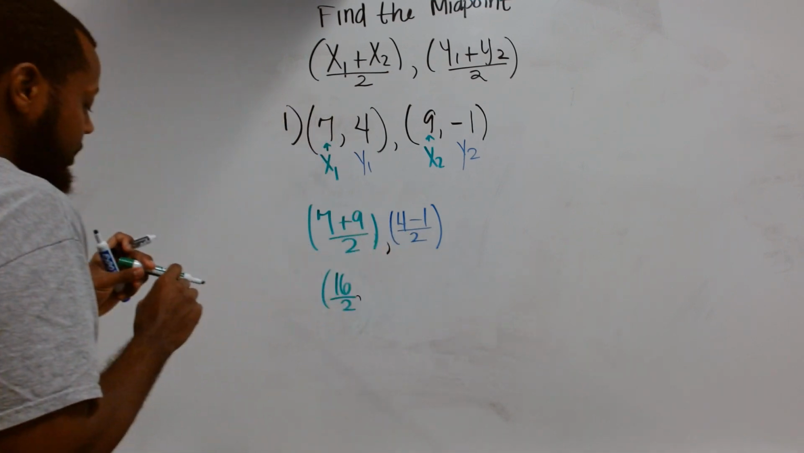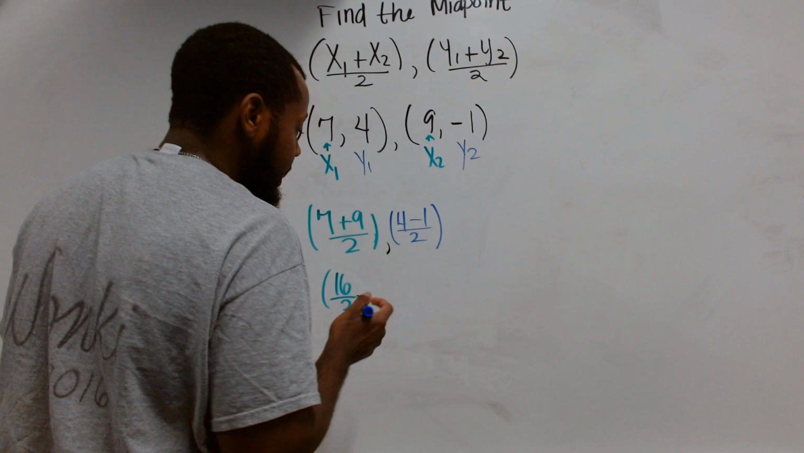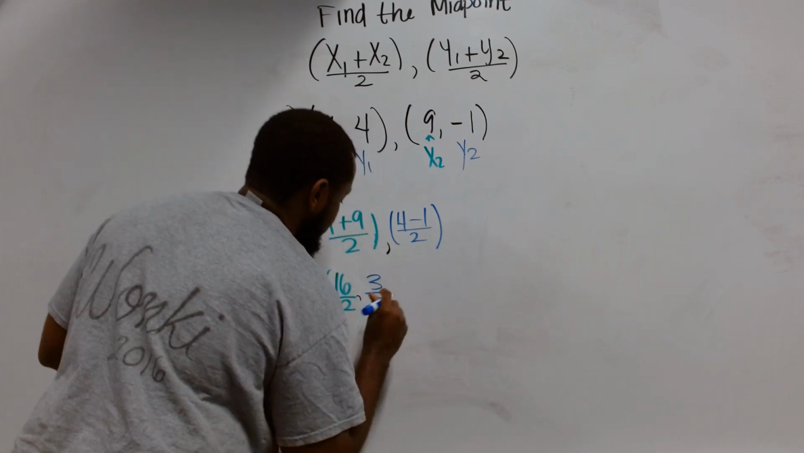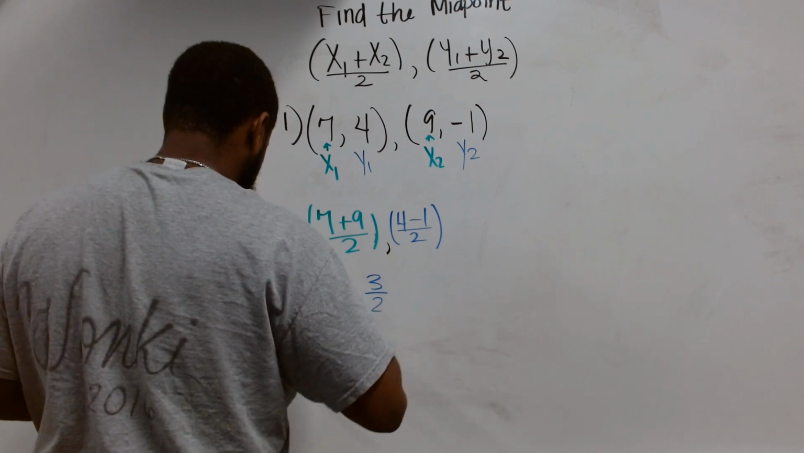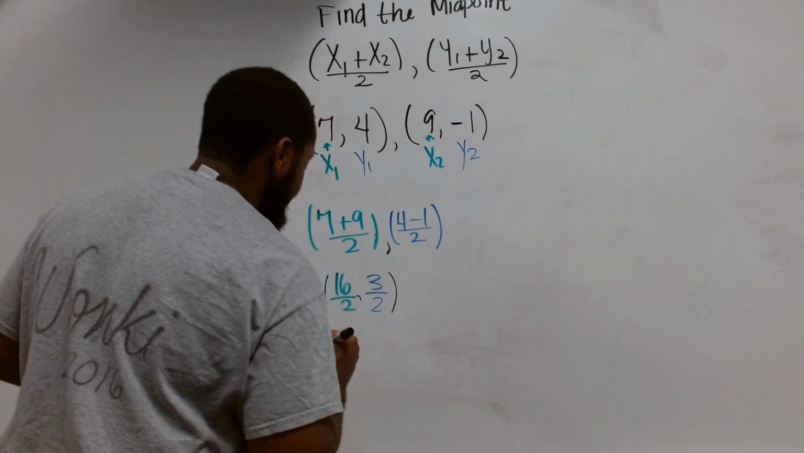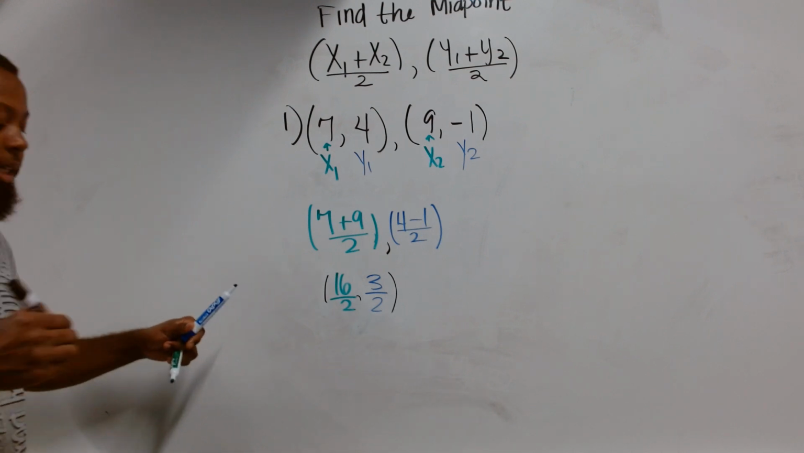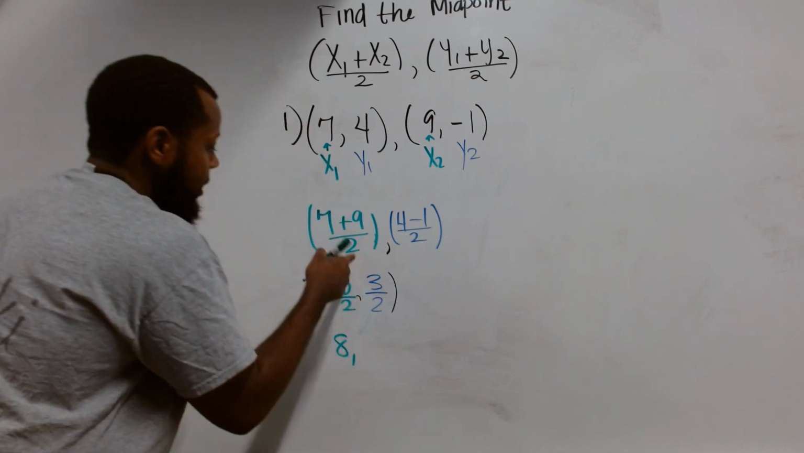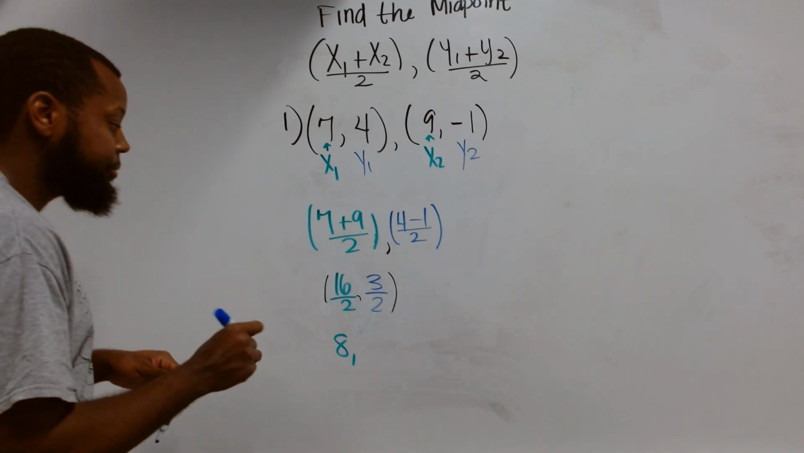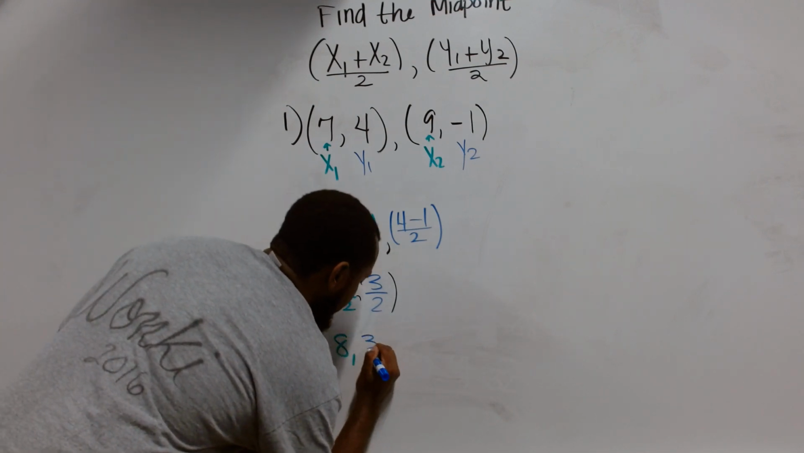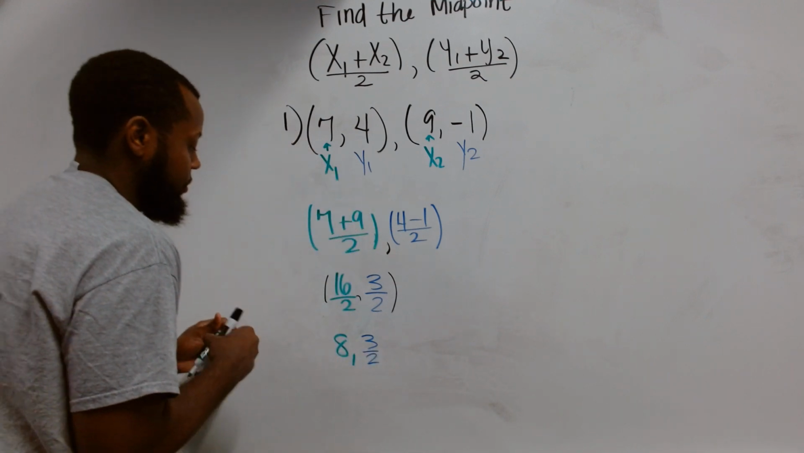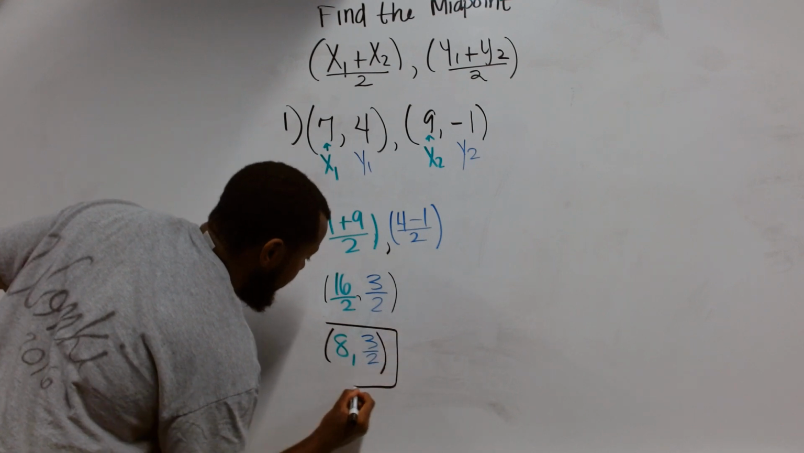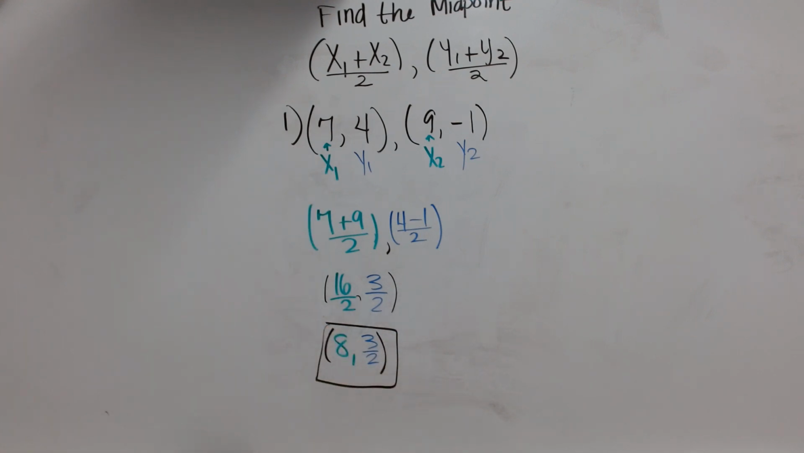For the y's, 4 and I spend 1. That means I have 3 left. Okay? So, with that being said, half of 16 is 8. And because 2 cannot go into 3, you're just going to leave it as 3 over 2. So your answer is 8 comma 3 over 2.